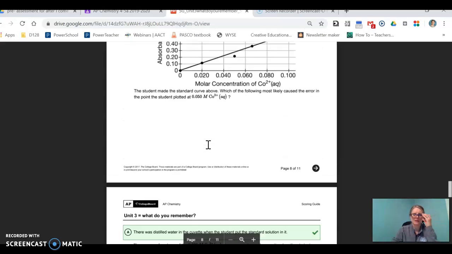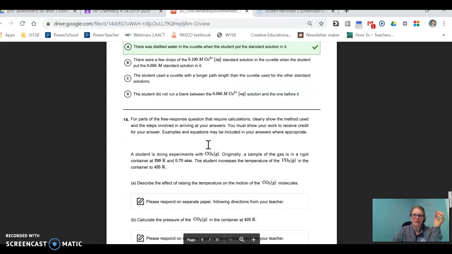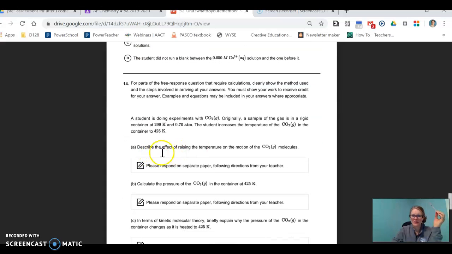Our free response question talked about how molecules move. Describe the effect of raising the temperature on the motion. Most people said that they would move faster. Half of the people talked about the average speed. So I want to make sure you put in either that the kinetic energy increases, which would cover it because temperature is directly related to kinetic energy, or you have to talk about average speed. You can't just say they speed up, because not every single molecule is going to speed up. On average they are, but not every single one.